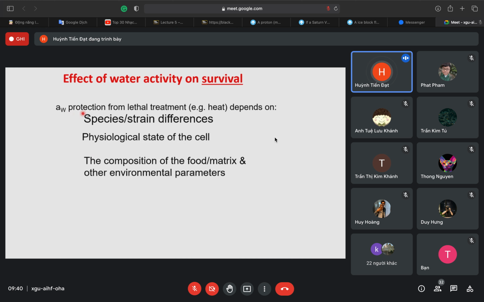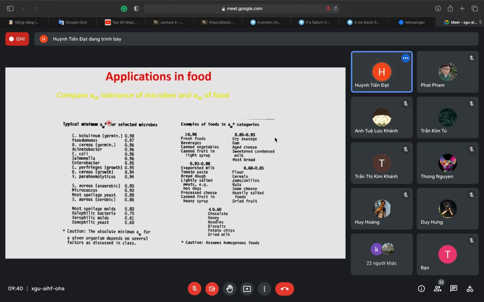Okay, so the water activity protection from the lethal treatment depends on the species and the strain differences. So it's not the same. Okay, so Salmonella is different from E. coli and from other species. The physiological state of the cell: cells are more resistant when in the stationary phase. The composition of the food matrix we already mentioned, right? The fat, the matrix, and other environmental parameters.